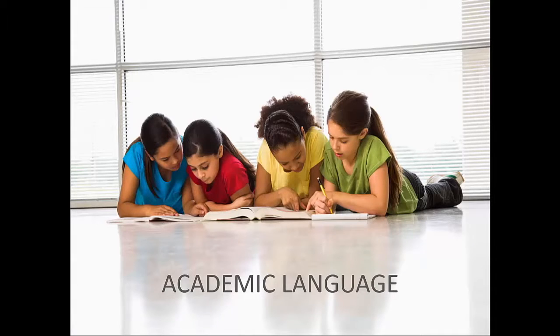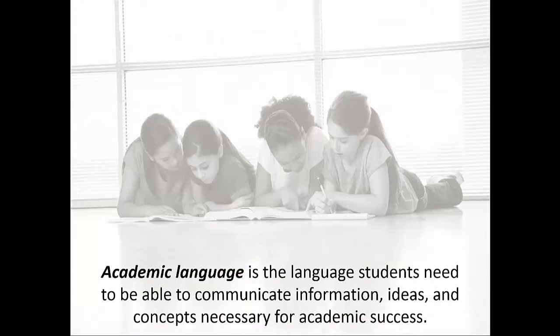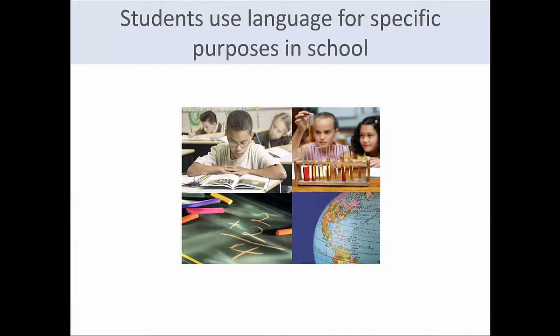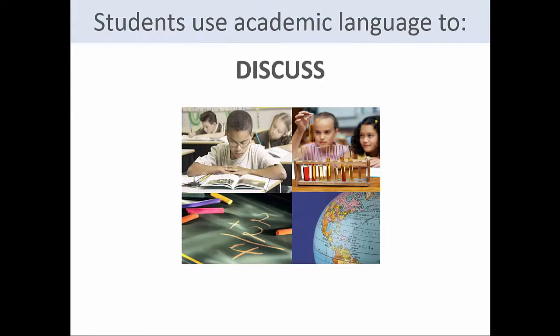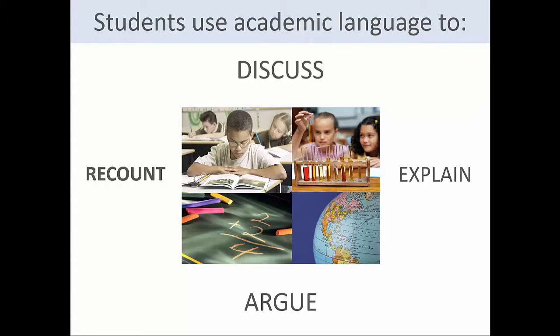Another type of language used in school is academic language. This type of language is very important for students to learn and use because it will help them be successful in school and beyond. Academic language is the language students need to be able to communicate information, ideas, and concepts necessary for academic success. Students are expected to use academic language for a variety of purposes throughout the school day. For example, students may have to discuss a story they read in class, explain how to solve math problems, argue in favor or against a social issue, or recount the results of a science experiment.